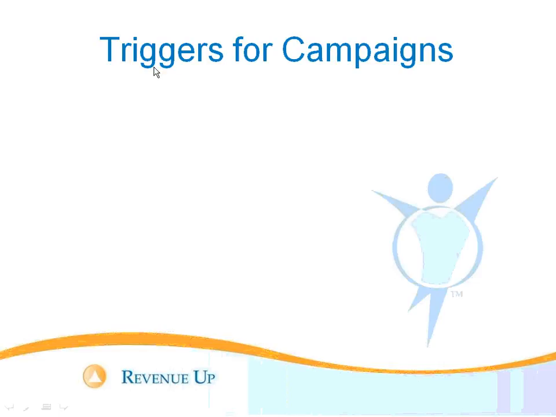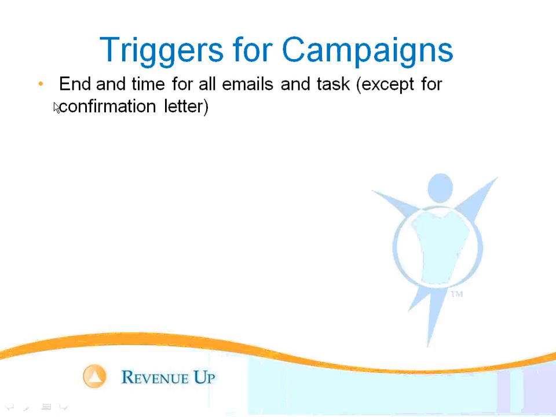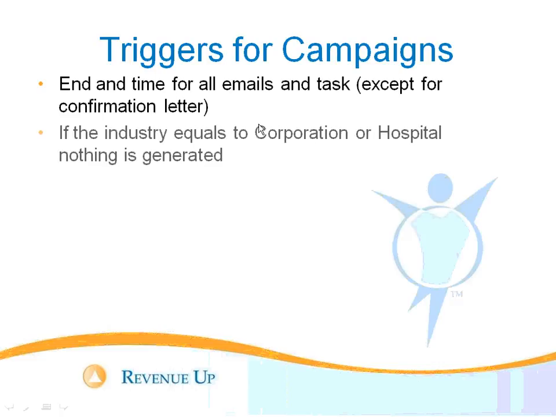Let's talk about the triggers for the campaigns. Thank you guys for giving us your feedback. We did make some modifications based off of some of your suggestions. In order to trigger the timeline, we first have to come up with a date and time, and that is our end and time date field. And that starts the trigger for everything. So we're going to take a look at that here in just a second, but we're also going to talk about what triggers this workflow.